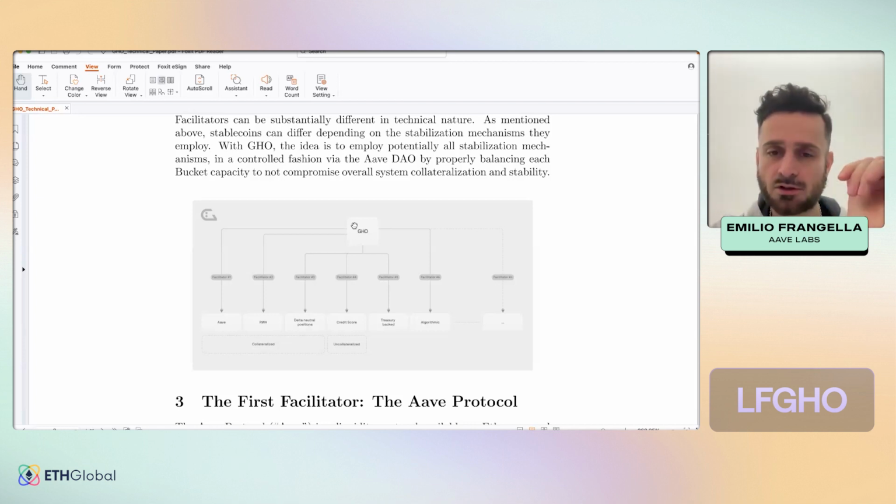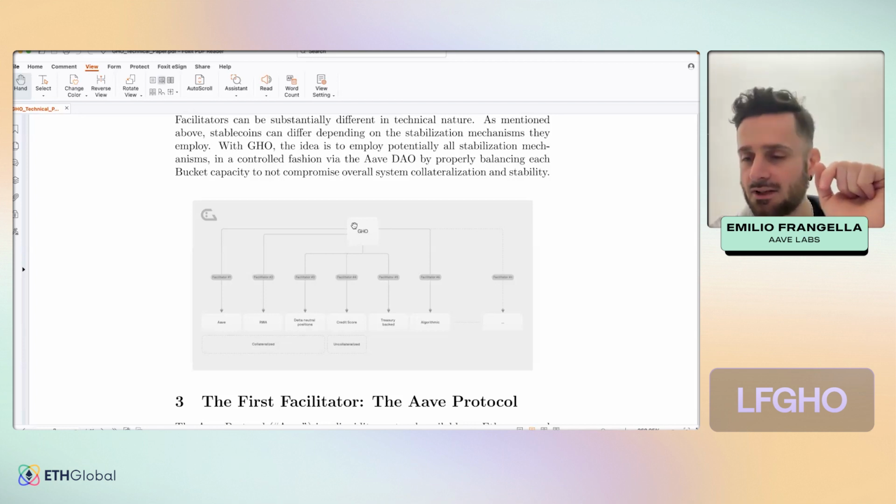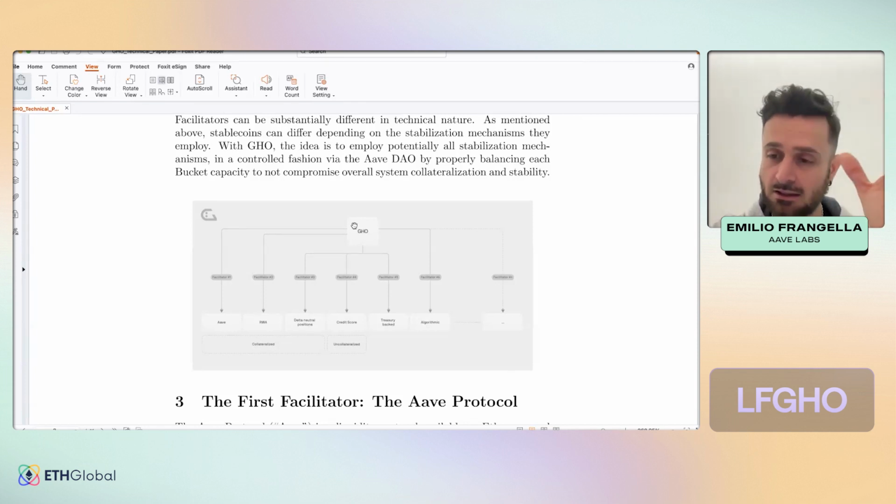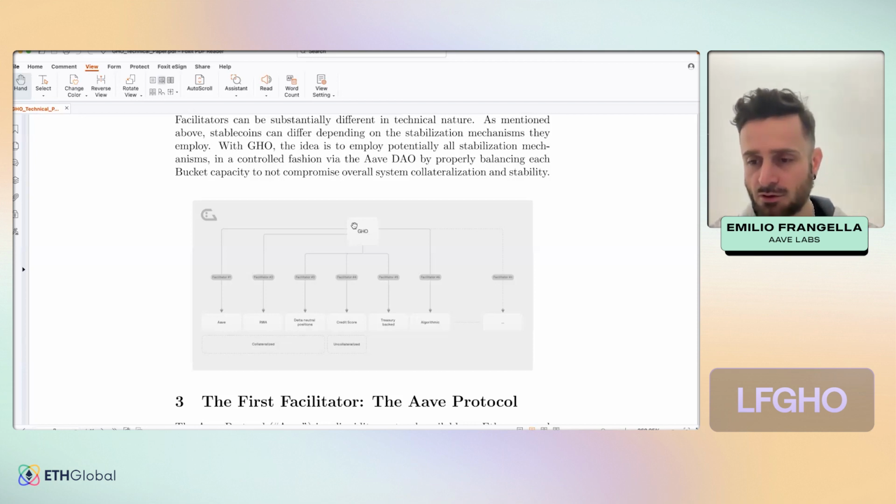When Go was launched, when Go was released and activated by the Aave governance, the first of its kind, the first facilitator was actually the Aave protocol. So the Aave protocol is at the moment the first and only place where it's possible to generate Go, but there will be other ways in the future, which might be future versions of Aave, might be other protocols completely different from the Aave protocol.